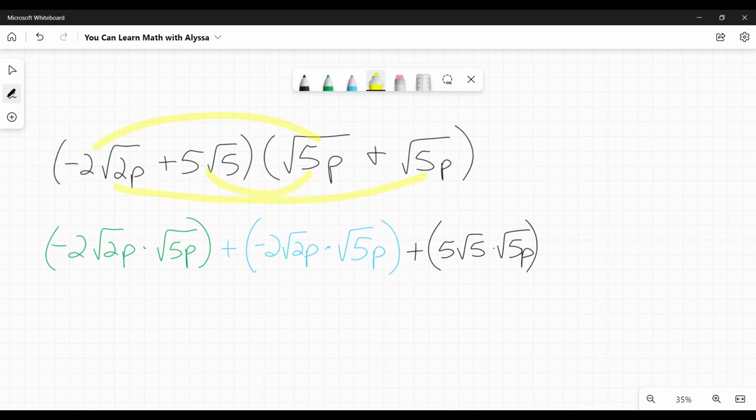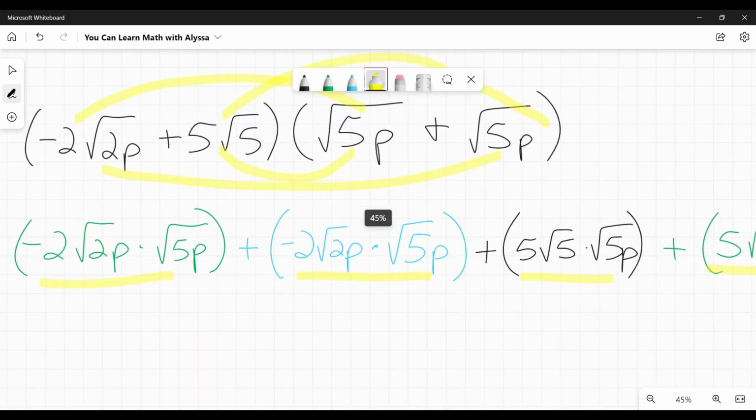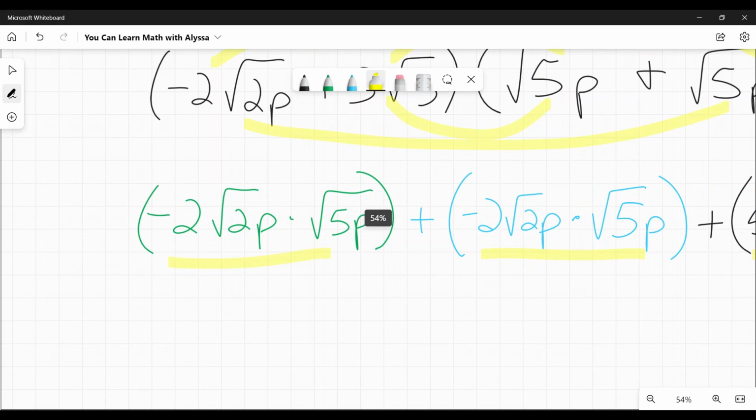And then last, but certainly not least, we have our 5 square root of 5 times the square root of 5p. Hi, I know it's a lot. What you're going to do is you're going to do each one individually, like 4 separate little tiny problems, and then you're going to look for like terms at the end to see if you can combine. Sometimes you will, sometimes you won't. There really is no telling which way it's going to go.